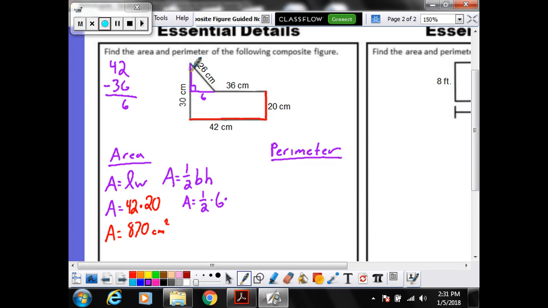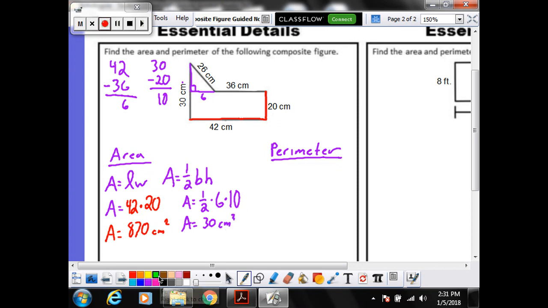And now our height, the 30, goes all the way up and down. So the height is going up and down, so I use numbers that are going up and down, so 30 and 20. So to find the height, if the whole distance from here to here is 30, I can use 30. 20 only goes part of the way there, and that way I can find the rest. I can subtract the 20. 30 minus 20 gives us 10, so the height is 10. 1/2 times 6 times 10 gives us an area of 30 centimeters squared.